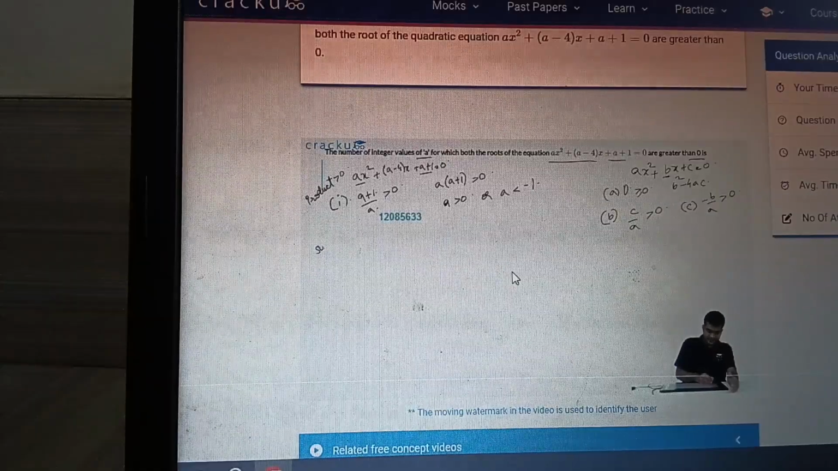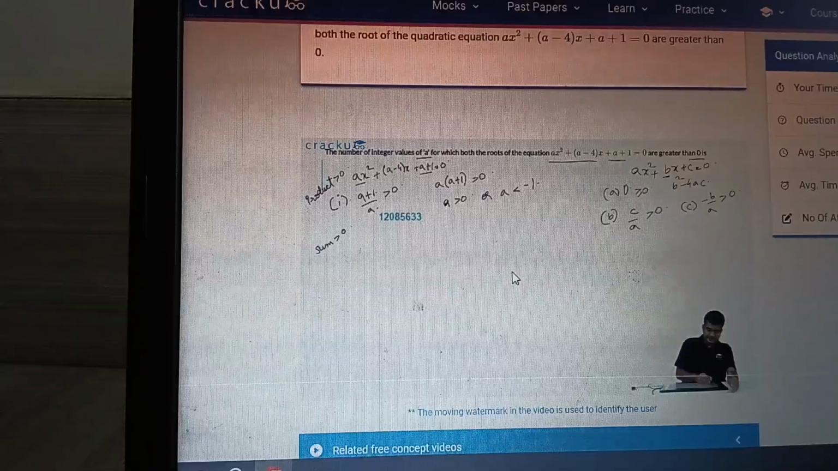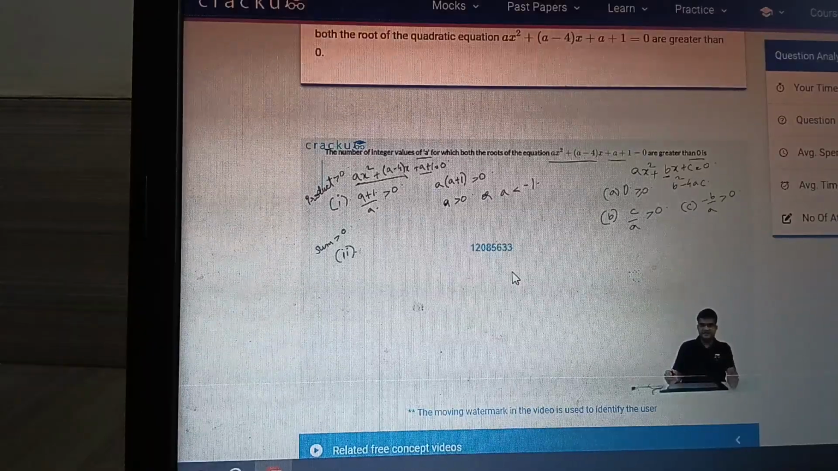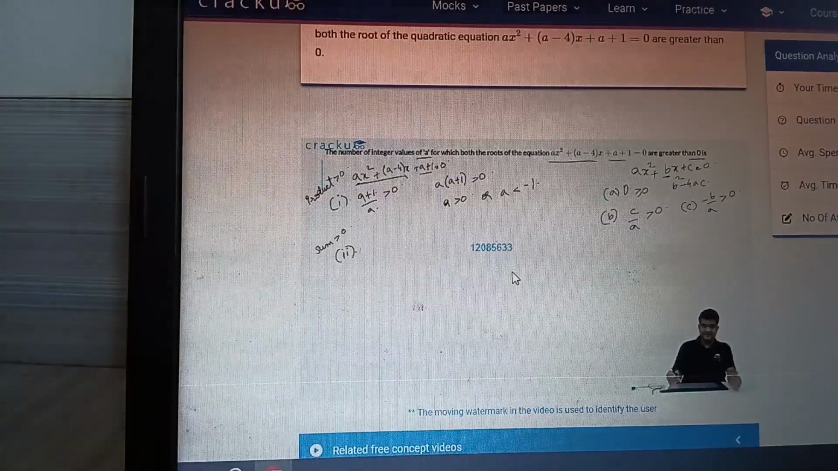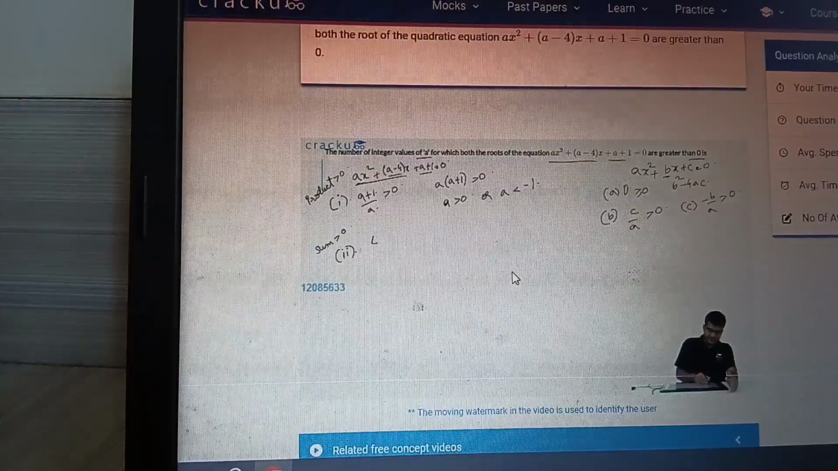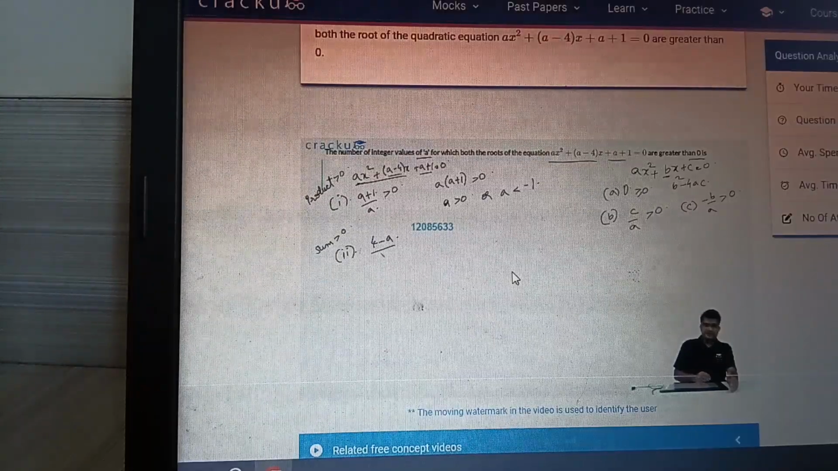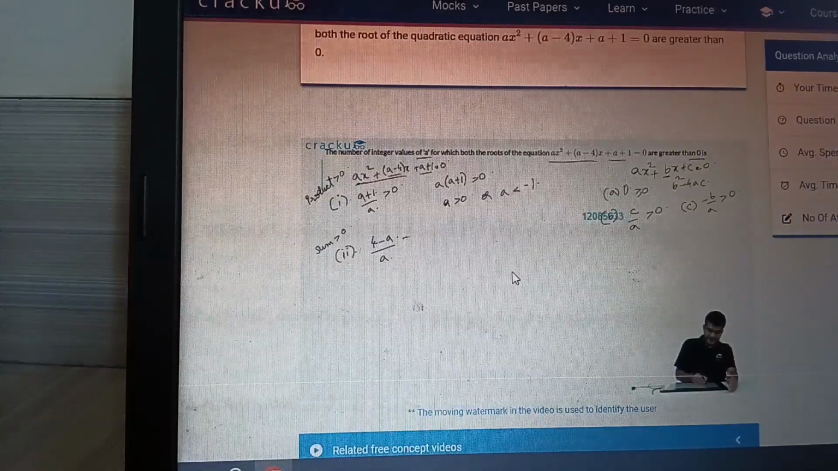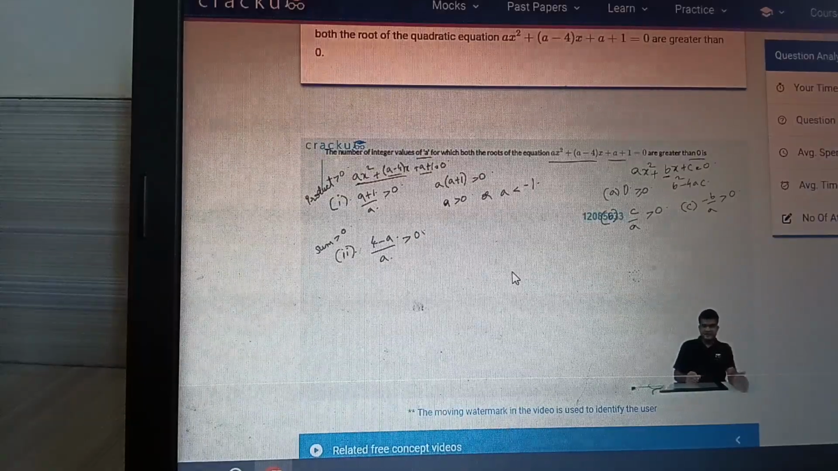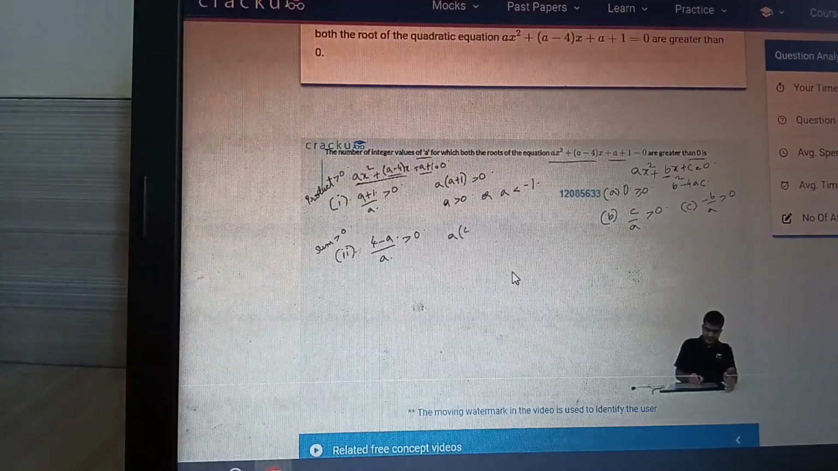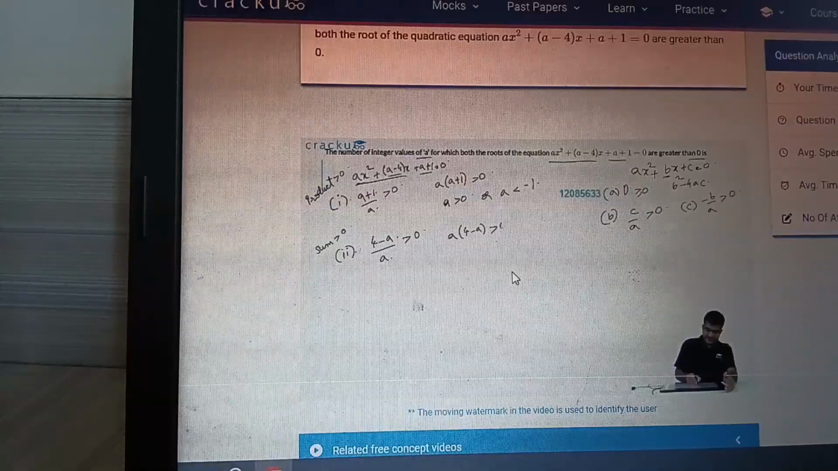Next, you want the sum of both the roots to be greater than 0. What is the sum of the roots of the given quadratic equation? That is minus b by a, where b is the coefficient of x. Here the coefficient of x is a minus 4. So minus b will be 4 minus a, divided by the coefficient of x square, which is a. So (4 minus a) divided by a again has to be greater than 0. Let us again multiply both sides with a square. So this becomes a into (4 minus a), which has to be greater than 0.